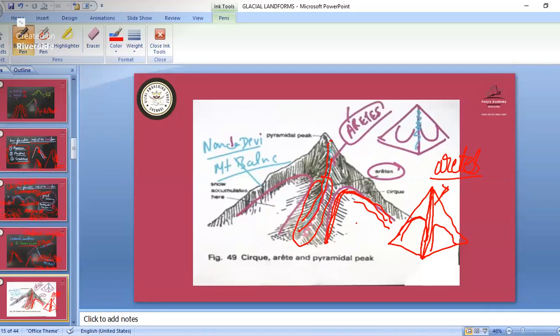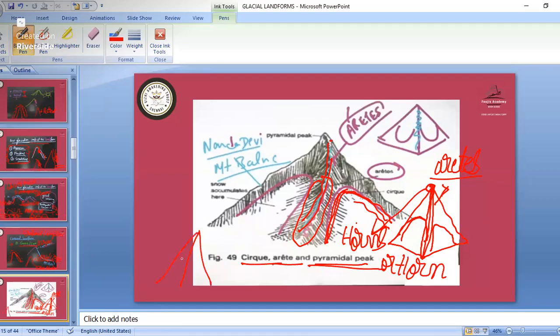In the 3D shape, the upper part, the topmost part of the arete, will be known as what? It will be known as the horn, or also we can call it the pyramidal peak. So this is about the cirque, arete, pyramidal peak, or the horn. These are the erosional landforms.